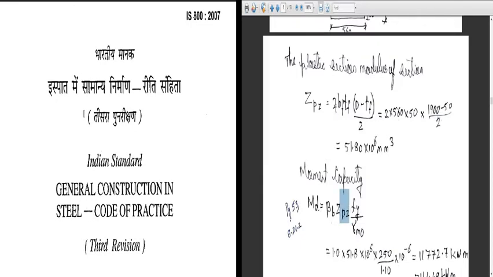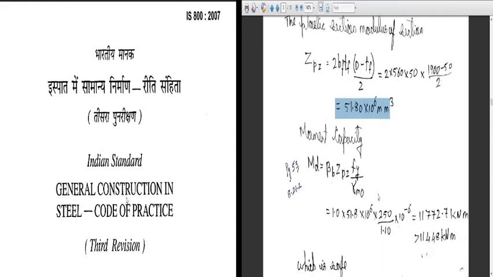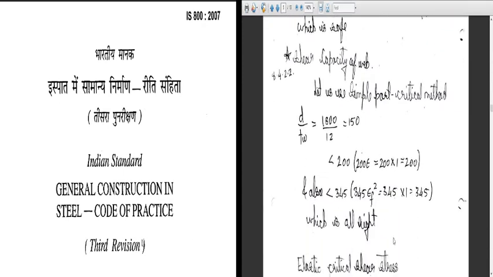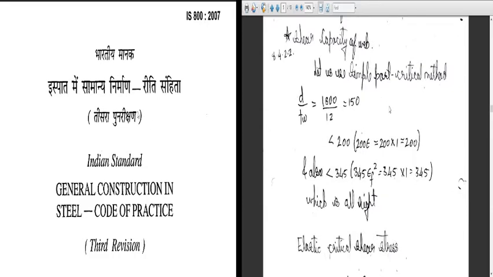Zpz was computed here according to this formula, 2 bf tf into (d minus tf) divided by 2, and it worked out to be 551.80 into 10 raised to 6. Fy was 250 and gamma m0 according to Table number 5 of IS 800 2007 is 1.1. So we got the moment capacity as 1172.7 kilonewton meter, which was greater than the computed bending moment. Hence, it was safe.